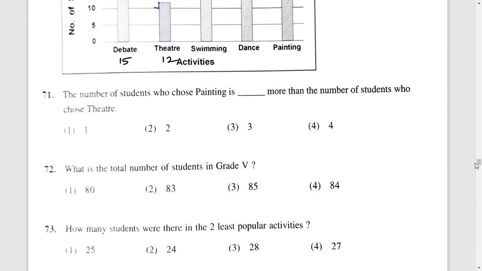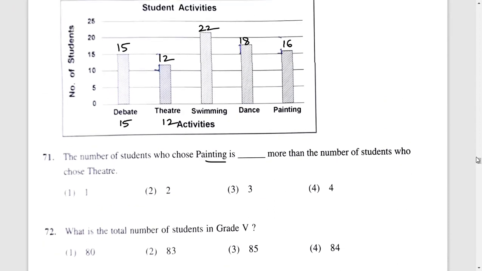Question number 71. The number of students who chose painting is dash more than the number of students who chose theater. So here, how many painting students are there? 16. Theater students are 12. So you subtract, you will get 4. So option 4 is the right answer here.